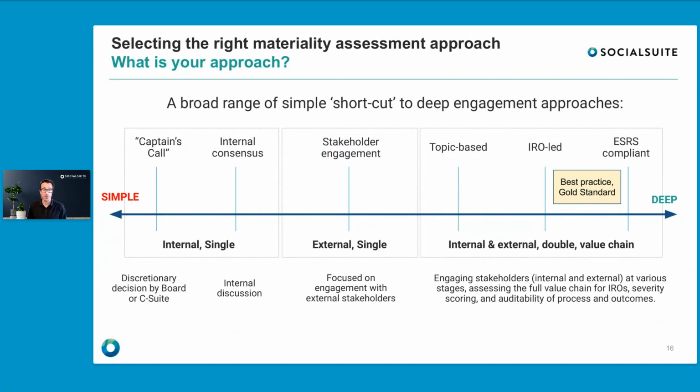And the simplest version, which is hard to actually call a real materiality assessment, but it does happen a lot, is what we'd like to call the captain's call. It's a discretionary decision that we see happening in organizations sometimes, where a board director or C-suite member says, well, we know what's important here, the 5 or the 10 topics that are important, they're material, let's report on it. So it's just a call by someone who says, I know best what's important.